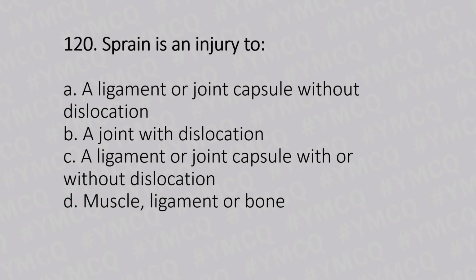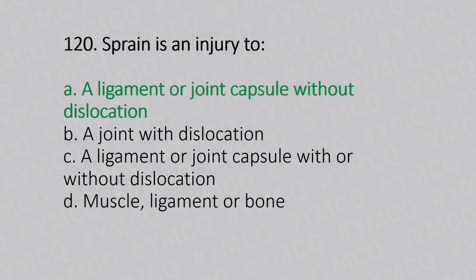Now let's move to our question number 120. Sprain is an injury to option A, ligament or a joint capsule without dislocation. Option B, a joint with dislocation. Option C, a ligament or joint capsule with or without dislocation. Option D, muscle, ligament or bone. And the answer is option A, a ligament or joint capsule without dislocation.